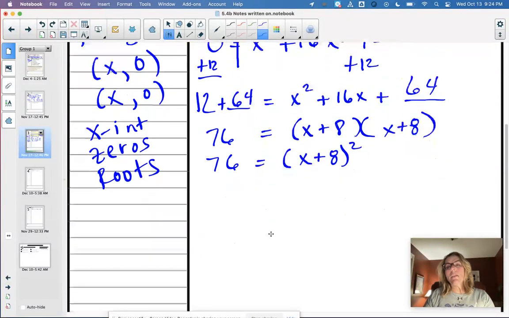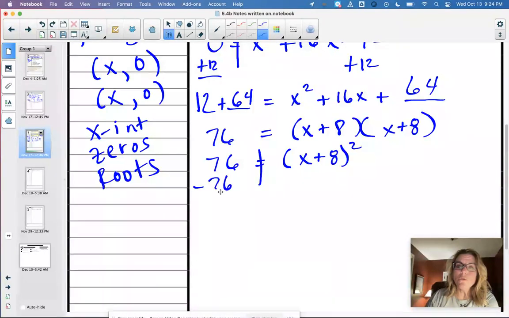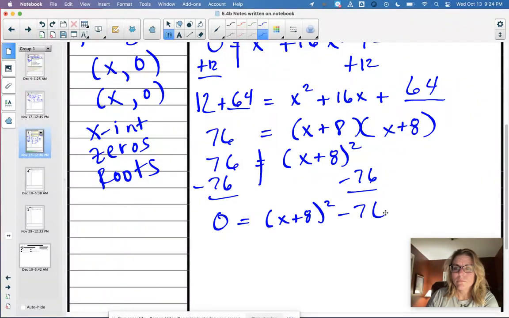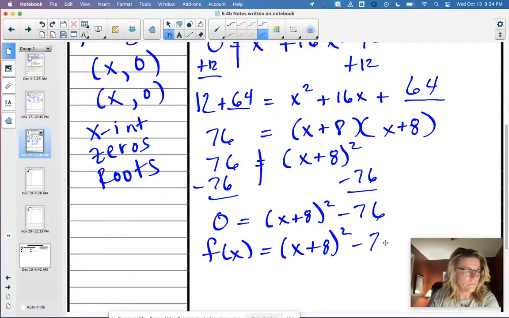Now, at this point, we would normally take the square root of both sides and finish and find the zeros, the x-intercepts, the roots. We're not doing that right now. We're trying to put this in vertex form. So our next step then is to move the 76 back over. And now we can call that f of x. And the vertex is h, k.